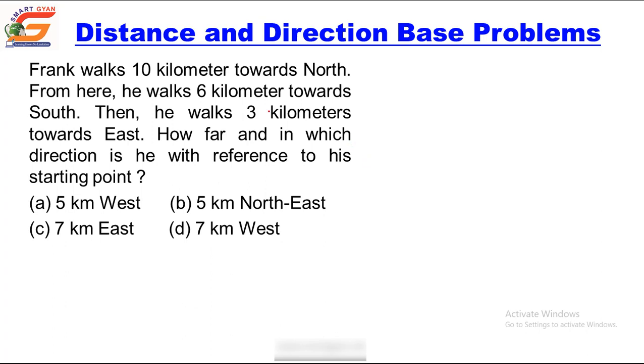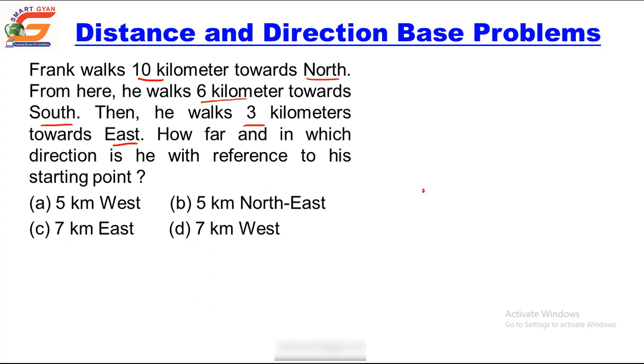Frank walks 10 kilometers towards north. From here, he walks 6 kilometers towards south. Then he walks 3 kilometers towards east. How far and in which direction is he with reference to his starting point?